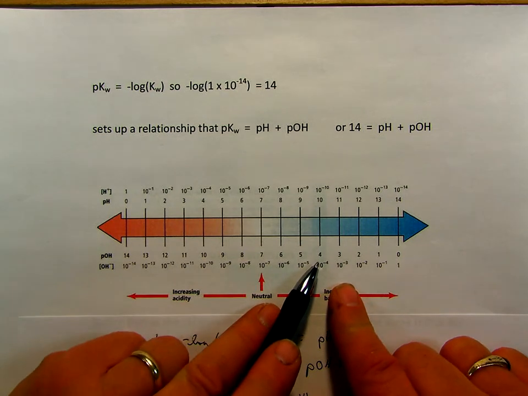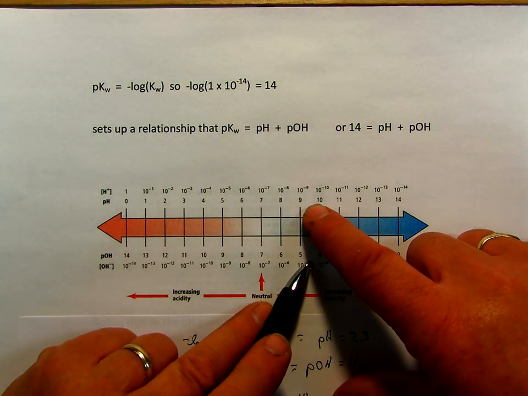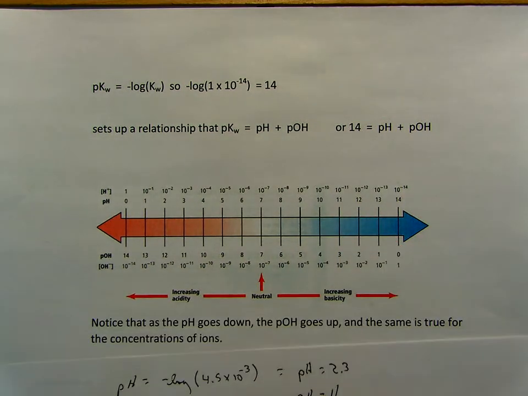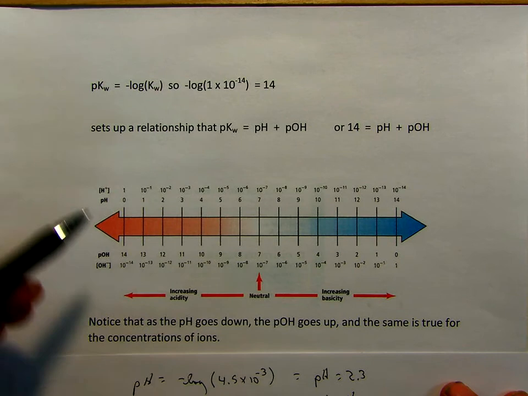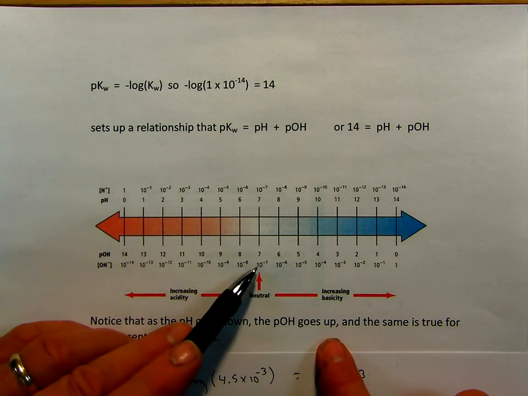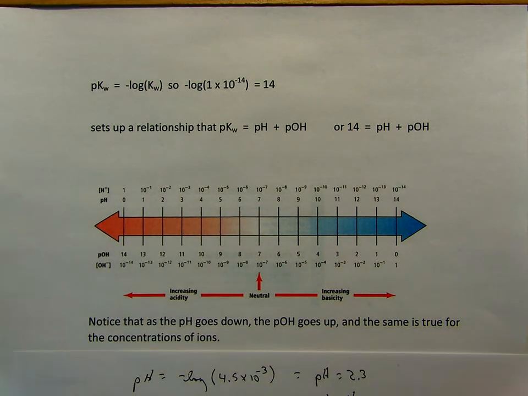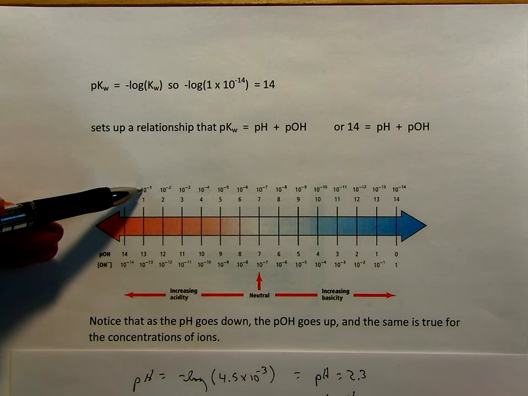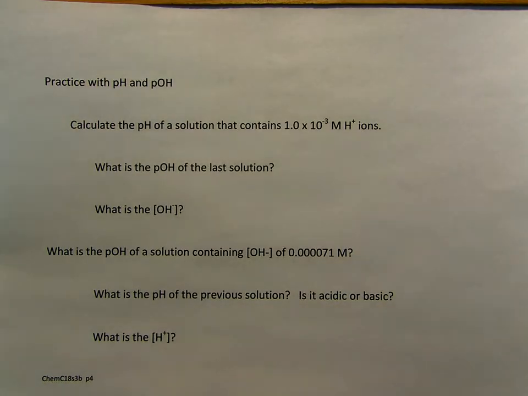If I had a pOH of 4, can you see that my pH is equal to 10? And the decimals work in there as well. Something that's really important to remember: as the pH goes down, that's this way, the pOH goes up, that's this way. And the same thing is true for the concentration of the ions. When the concentration of the hydrogen ions increases on this side, the concentration of the hydroxide ions decreases. All right, now let's do a little bit of practice with that.